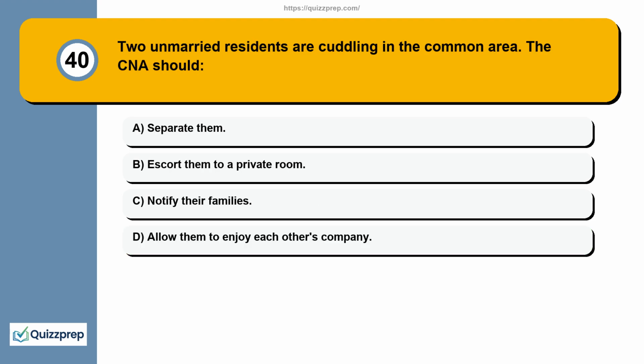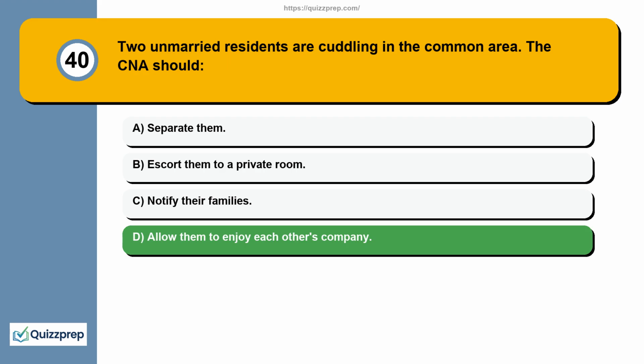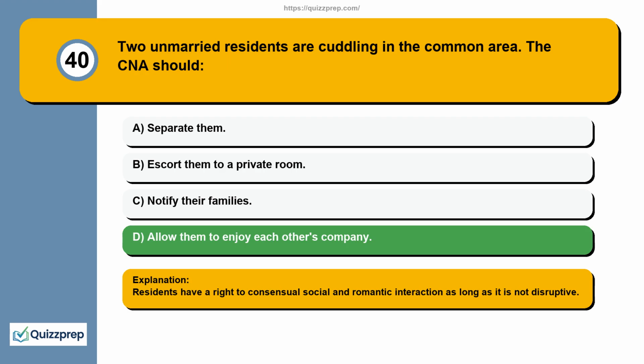Question 40. Two unmarried residents are cuddling in the common area. The CNA should separate them, escort them to a private room, notify their families, allow them to enjoy each other's company. Residents have a right to consensual social and romantic interaction as long as it is not disruptive.